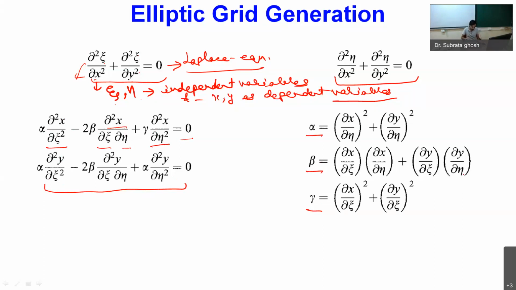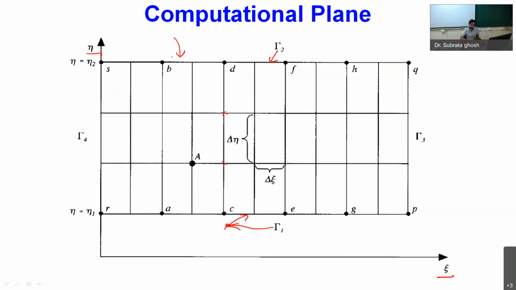Okay, so over here we are now talking about inverse transformations. It means that we have considered some uniform grid in the computational plane, and corresponding to this uniform grid, we have to locate the points in our physical plane. So for that purpose we are doing this.